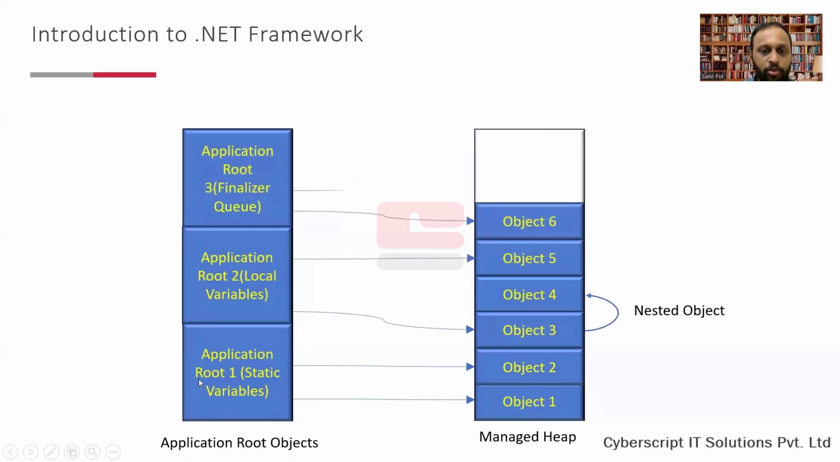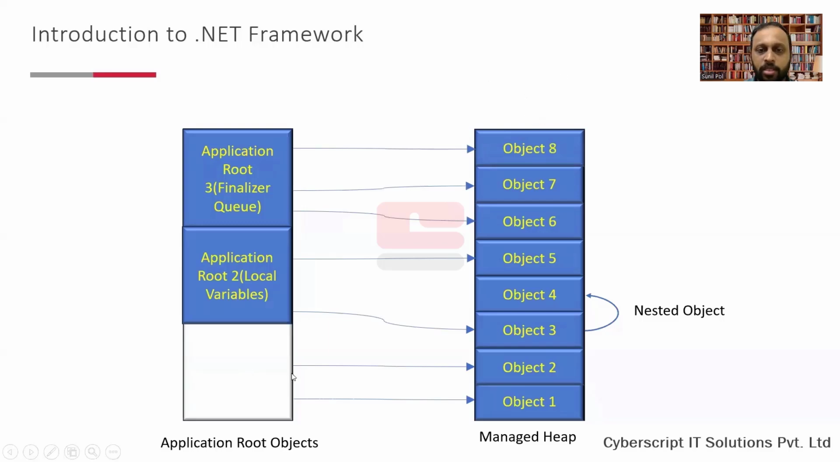Now application root 1 finished its task, so that's why it is deleted from the stack, but the objects created by that application root are still there in the managed heap. So as we are aware, there are 3 steps of the garbage collector. The first one is to make a list of live objects. The second one is to update the references.